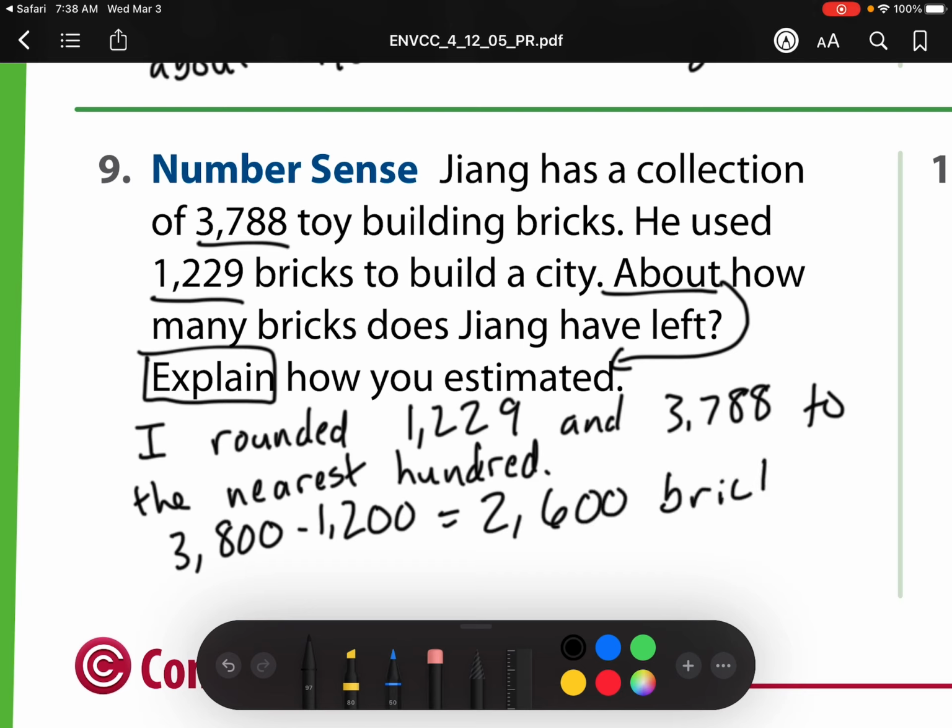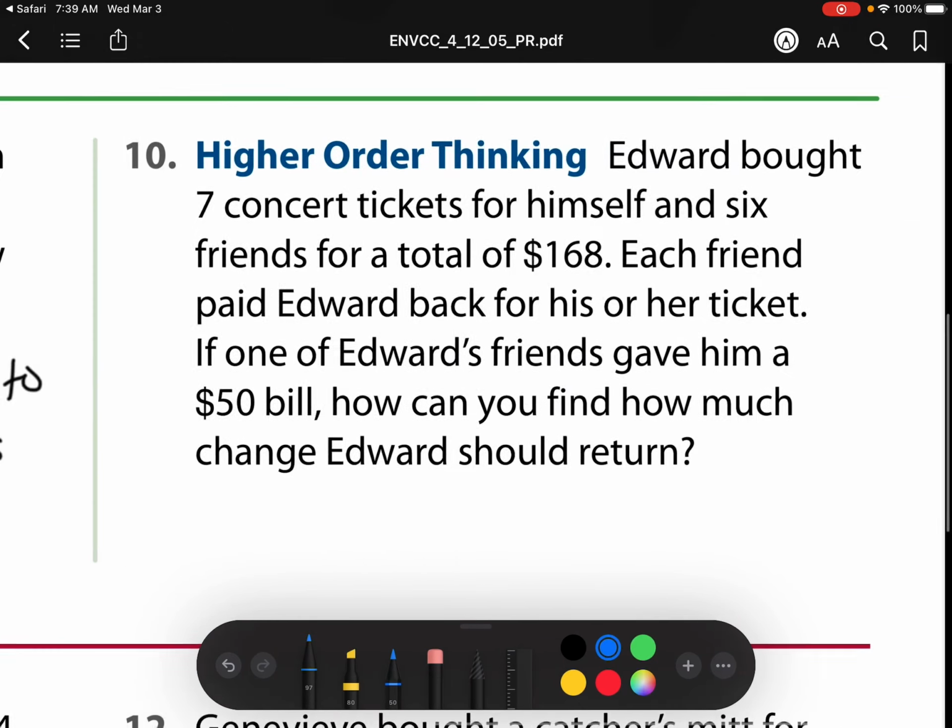About 2,600. Now, you may have got a different answer for yours. You may have said, well, this is about 4,000. This is about 1,000. 4,000 minus 1,000 is 3,000. Notice, no matter how you estimate, if your estimation is good, it's still going to be close. So as long as your answer is around 2,600, you probably did it correct.